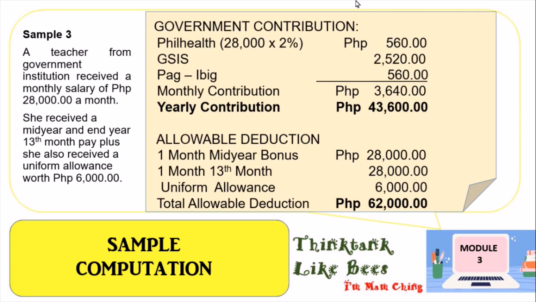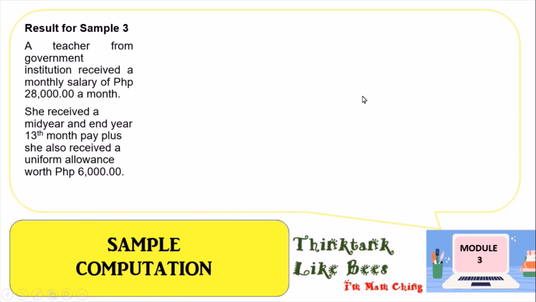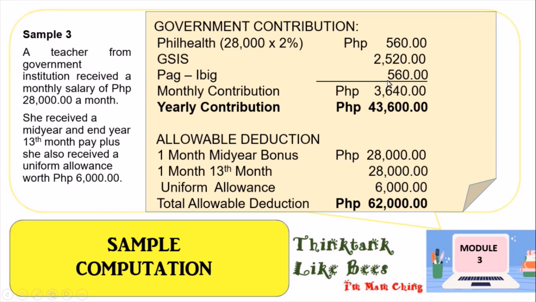Okay. So, we have PhilHealth, 28,000 times 2%, so we have 560 pesos. Because it's a government institution, we have the GSIS instead of SSS. GSIS is 28,000 times 9%, so we have 2,520. For the Pag-IBIG, we still have 28,000 multiplied by 2%, so we have 560 pesos. Add these three to make a monthly contribution of 3,640, multiplied by 12, so you have a yearly contribution of 43,680.